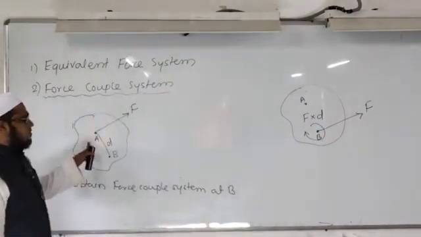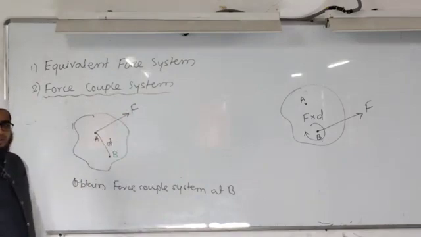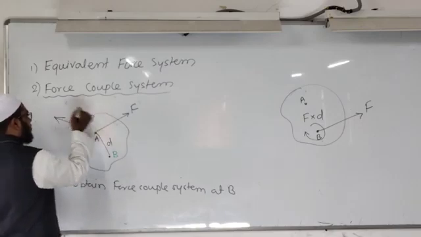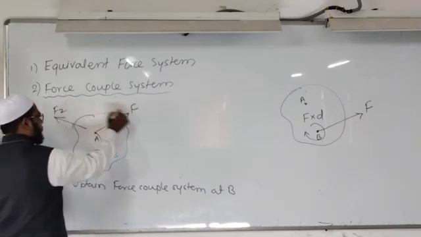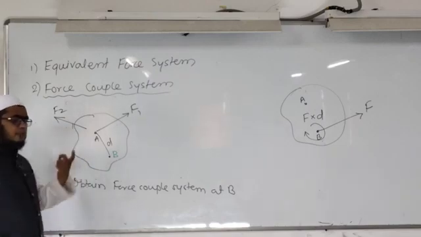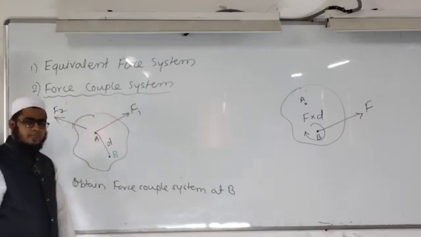Now the given force system is transferred to the equivalent force couple system. Whenever in the given force system there is more than one force, F1, F2, then how to transfer? In that case we will first find the resultant of the given force system.